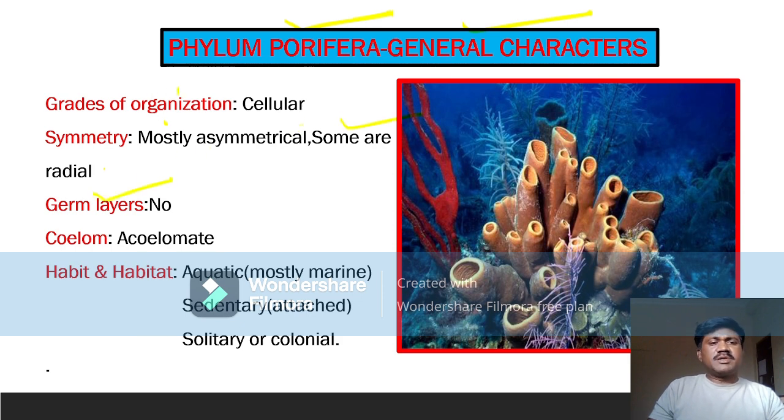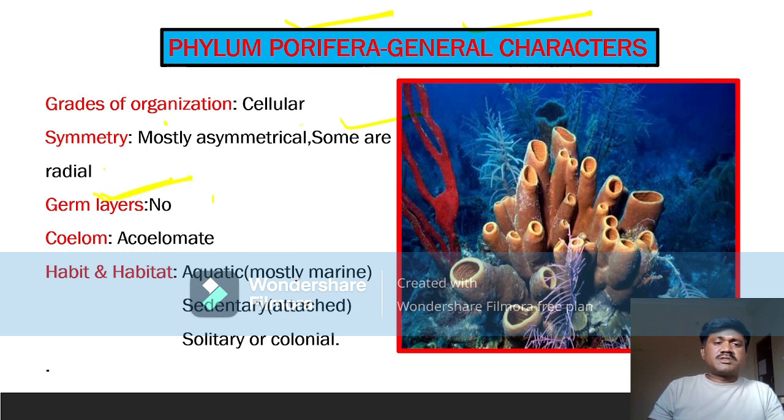Now come to the germ layer. Already we have discussed the levels of organization, symmetry, germ layer, coelom, habit and habitat, all these basic characteristics, right? So in these general characteristics, we are studying what kind of characteristics poriferans have. We are going to learn about all these.